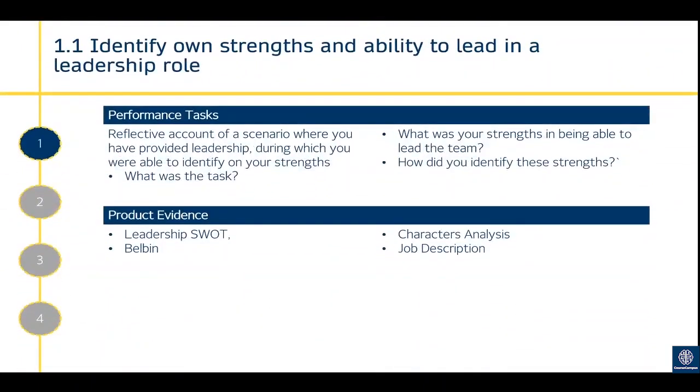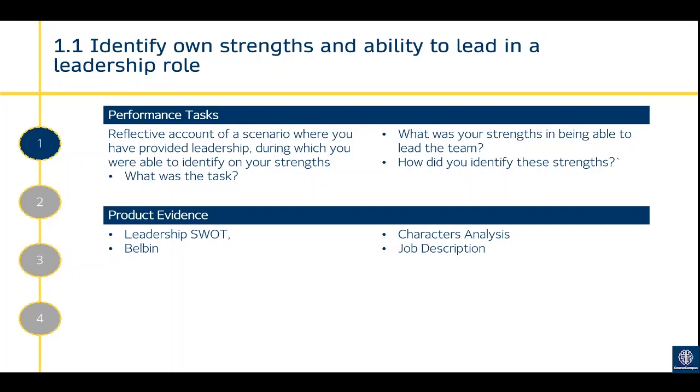Let's start with the first outcome, criteria 1.1, identify your own strengths and ability to lead in a leadership role. So this should be a reflective account of you identifying your strengths to perform in a leadership role. Performance task: a reflective account of a scenario where you have provided leadership during which you were able to identify your strengths.